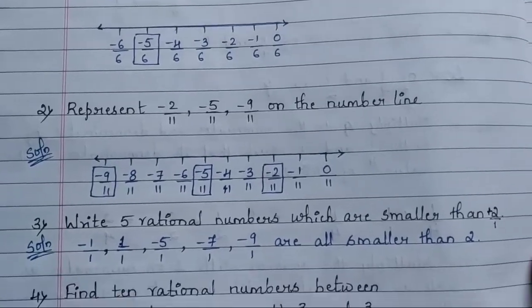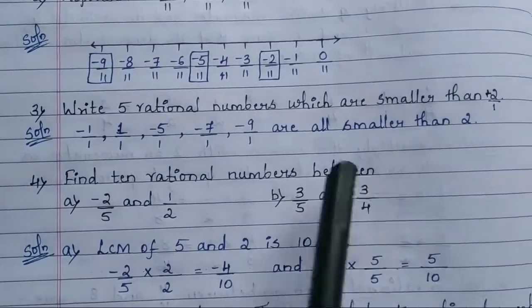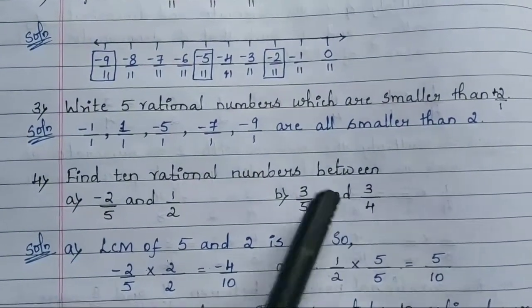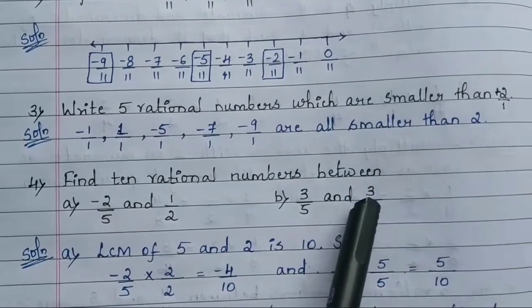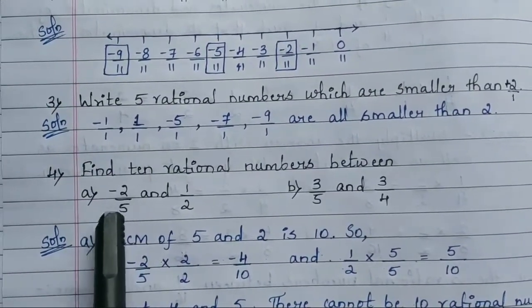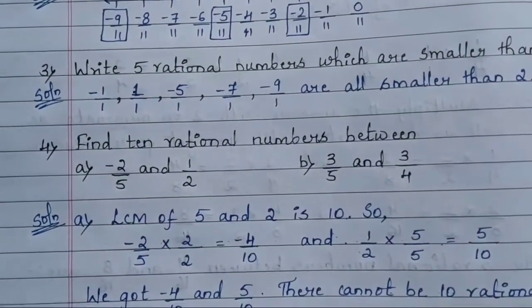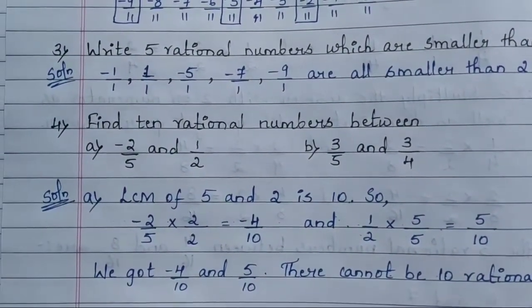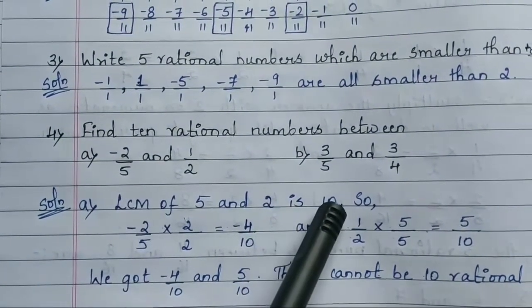Next, coming to the fourth question. Find 10 rational numbers between, here two questions are there, that is minus 2 by 5 and 1 by 2, 3 by 5 and 3 by 4. So what we have to do is, taking this question, minus 2 by 5 and 1 by 2. First what we have to do, we have to find the LCM of the denominator. So LCM of 5 and 2 is 10.